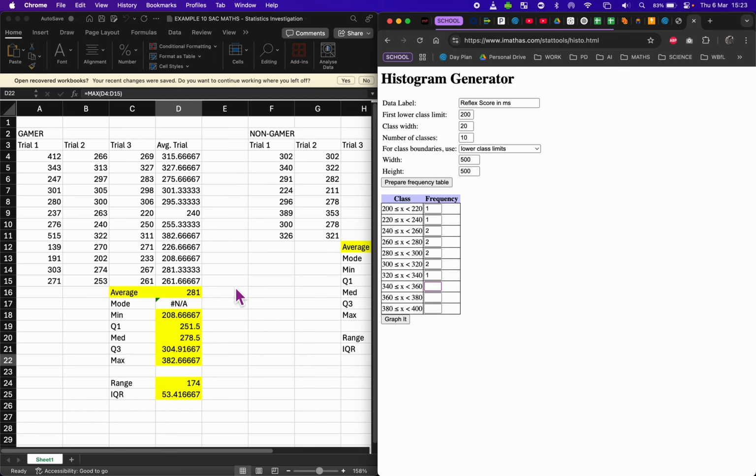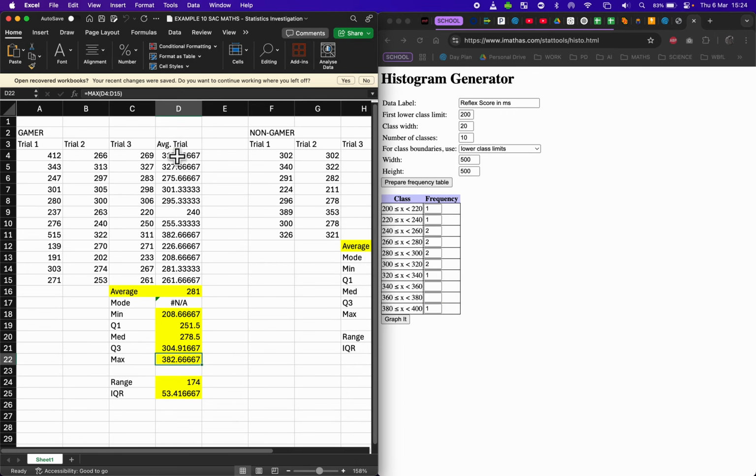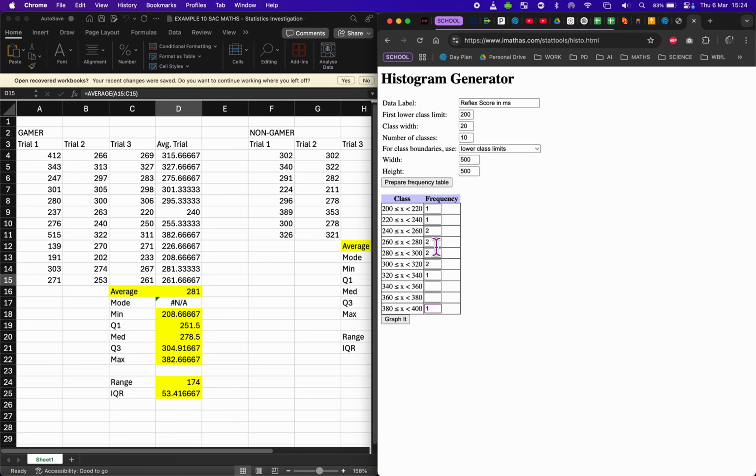360 to 340, 360. 360 to 380. 382 was the highest, so there was 1. Just double check how many bits of data were there. 1, 2, 3, 4, 5, 6, 7, 8, 9, 10, 11, 12.